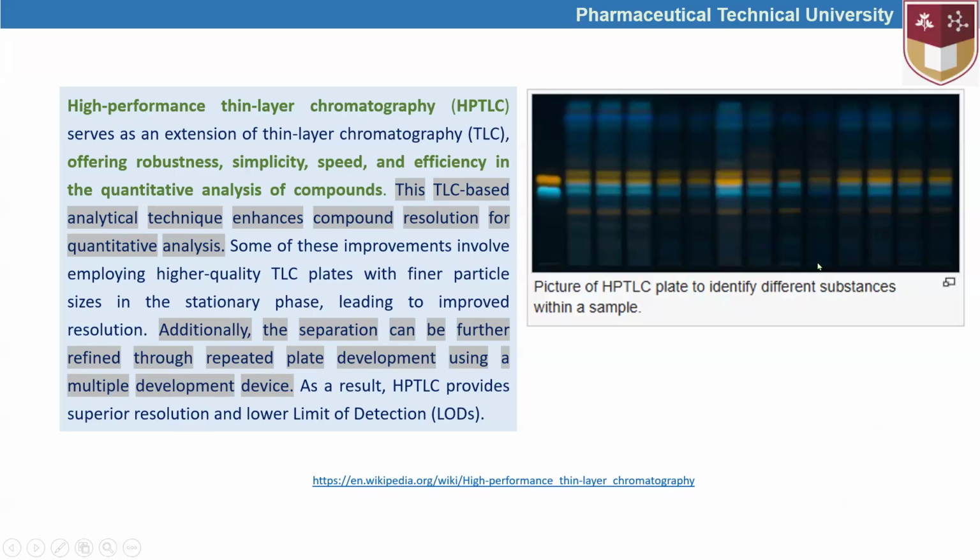So, in order to achieve this kind of efficacy for extracts, as indicated here, the particles that are used as a sorbent for thin layer chromatography should be of lower size and higher volume. The lower size and higher volume can lead to a more effective separation, as indicated in this photo. As a result, HPTLC provides superior resolution and lower limit of detection. So if the concentration is lower, by using HPTLC we can reach this kind of separation as well.